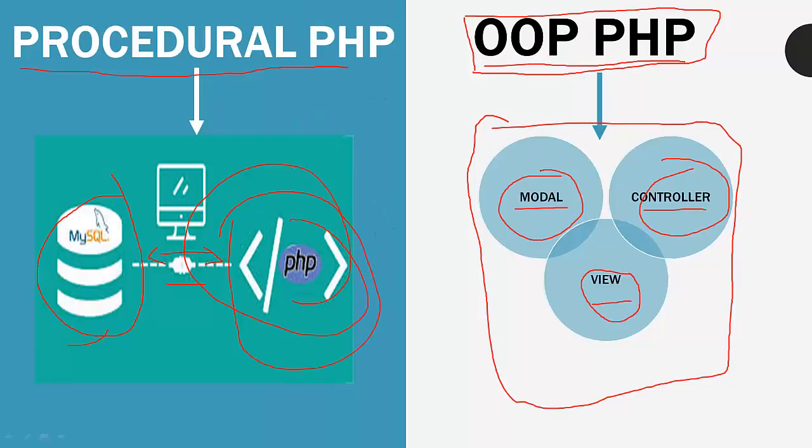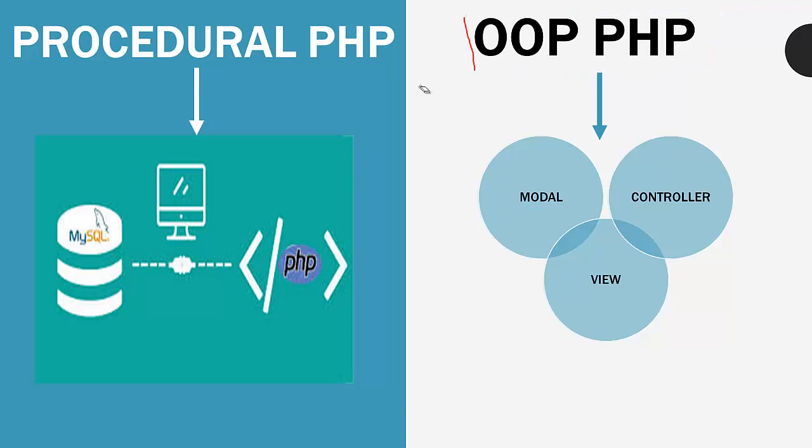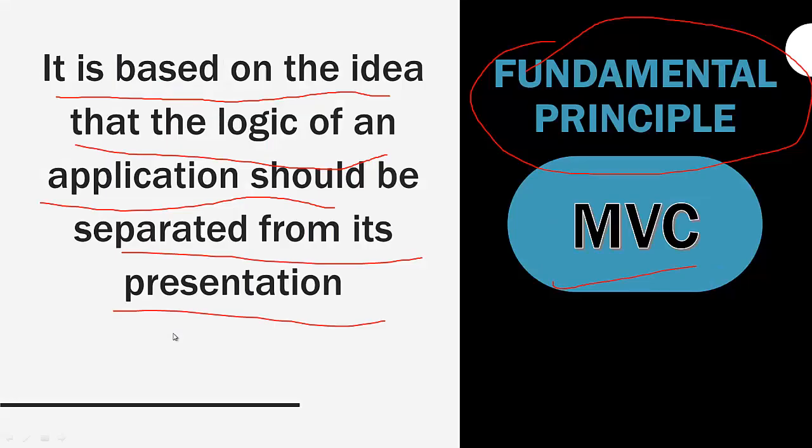So in OOP, there is our procedural PHP here. But in procedural PHP there is no structure of logic. Every logic is in our one file here. So that's why it is not so secure, and it is not easy to manage. So let's see our next here.